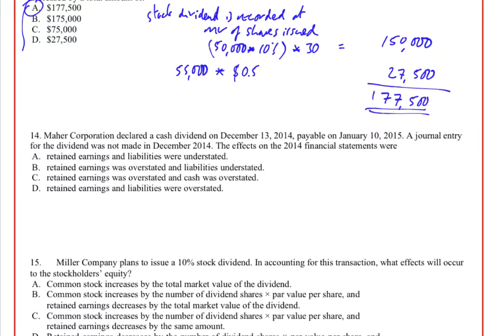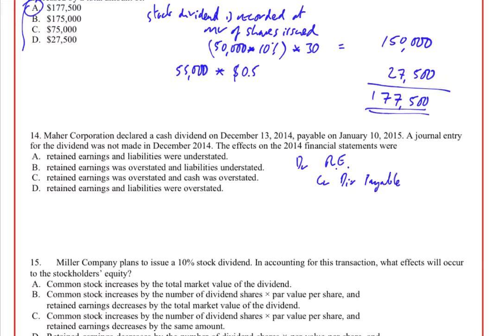Question 14. Mar Corporation declared a cash dividend on December 31, 2014, payable in January, after the end of the year. A journal entry for the dividend was not made in December 2014. Well, obviously it should have been. So what's the impact on retained earnings and... Okay, so think about this. The entry that the company should have made at the time the dividend is declared is to debit retained earnings, reduce retained earnings, and to credit dividend payable.